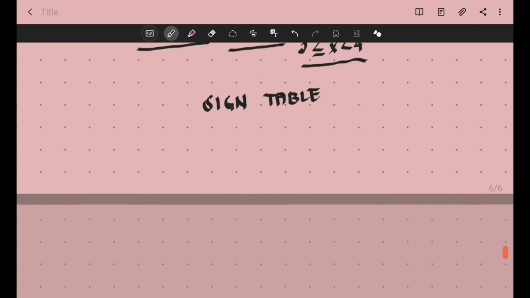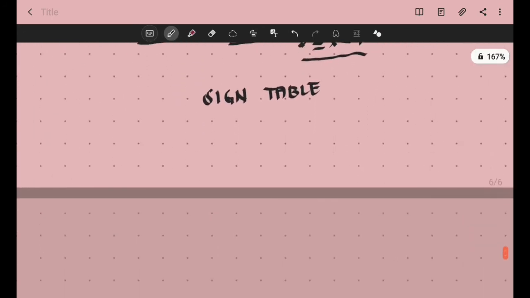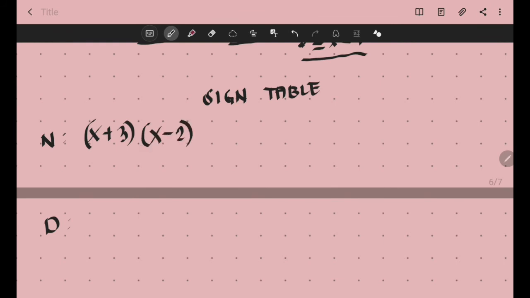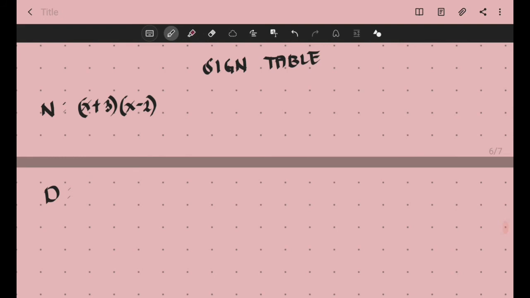So, balik tayo dun sa sign table. Okay, ano ang nilalaman ng sign table? Ang ating numerator at ang ating denominator. So, sino ba ang ating numerator at denominator? So, balikan nyo ulit yung step number 2. So, we have x plus 3 multiplied by x minus 2. At ang ating denominator ay x minus 4 multiplied by x plus 1. Okay. So, ang sign table, isusulat natin dito kung ano ba ang magiging result ng ating rational expression.